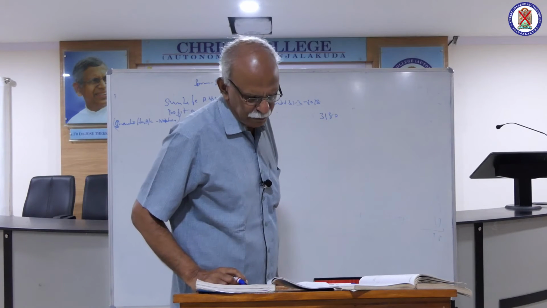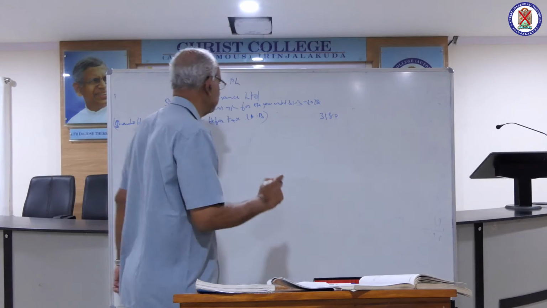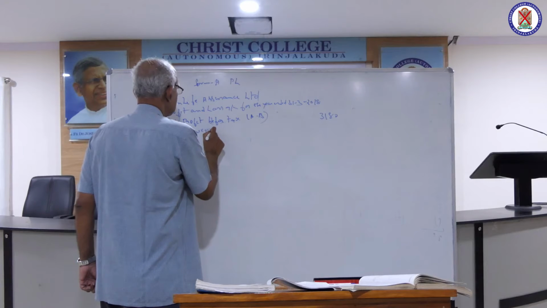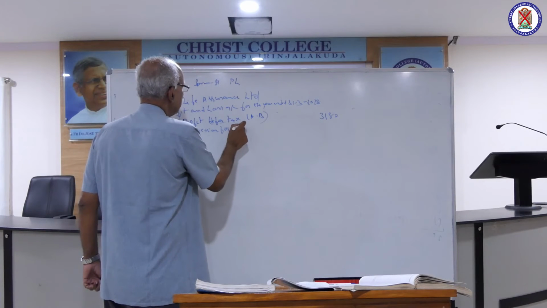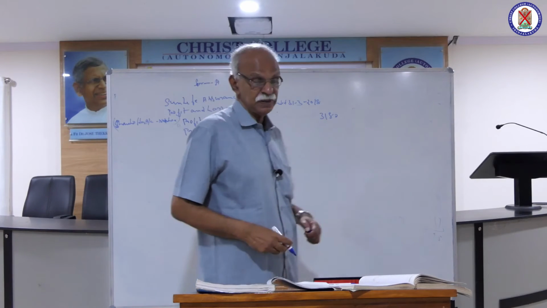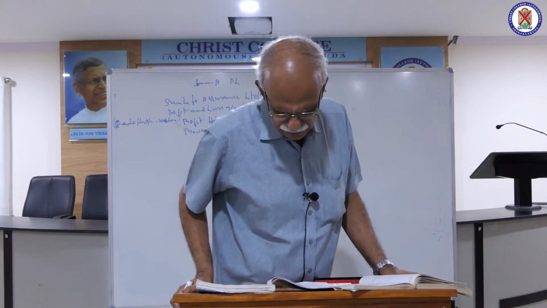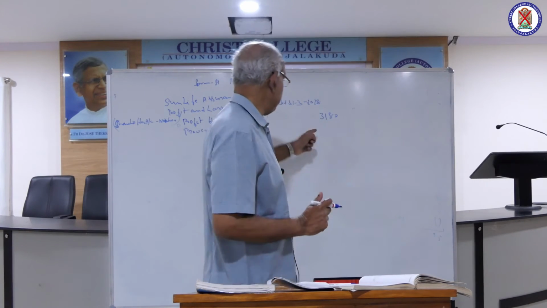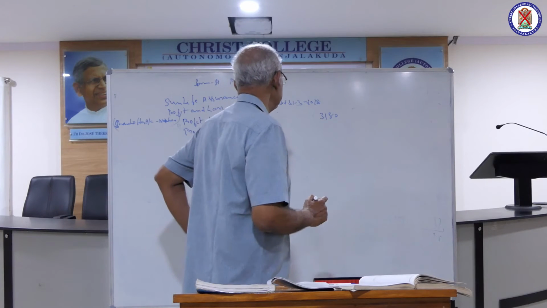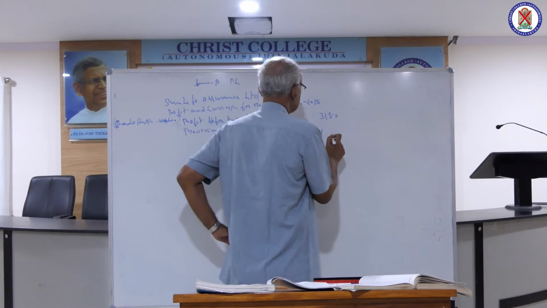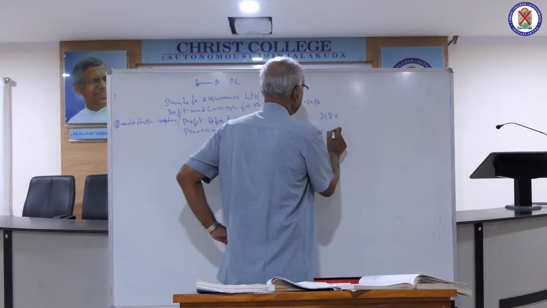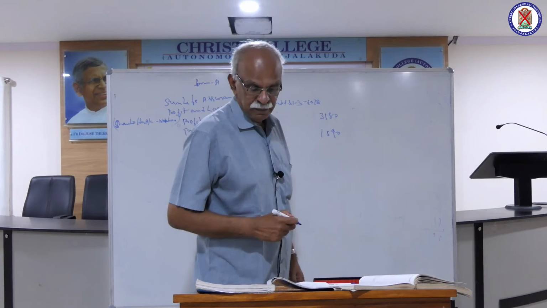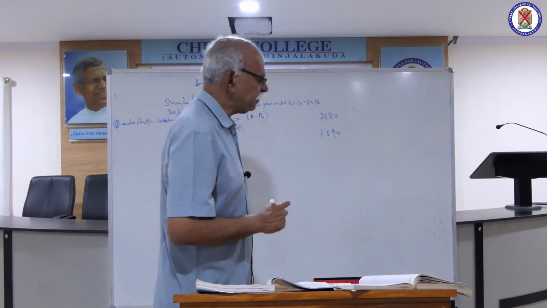Now you have to provide provision for tax. How much is provision for tax? Provision for tax is 50% of profit. So 50% of 3,180, that is 1,590. Then profit after tax.